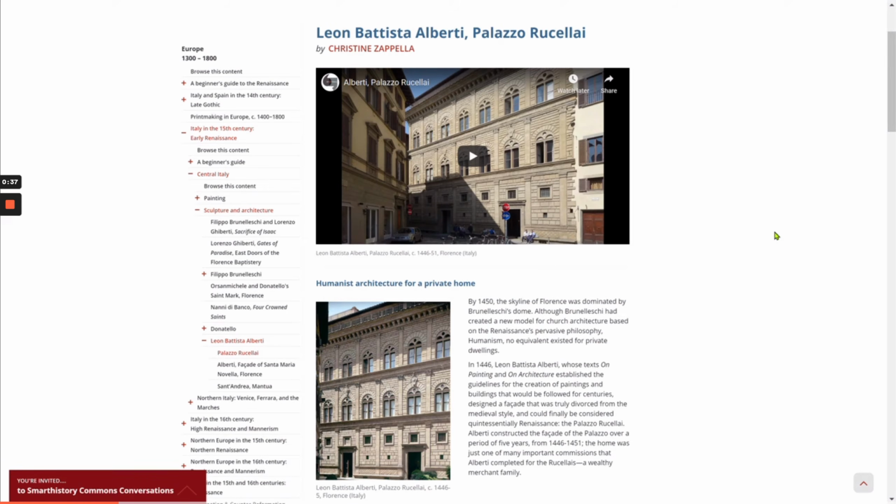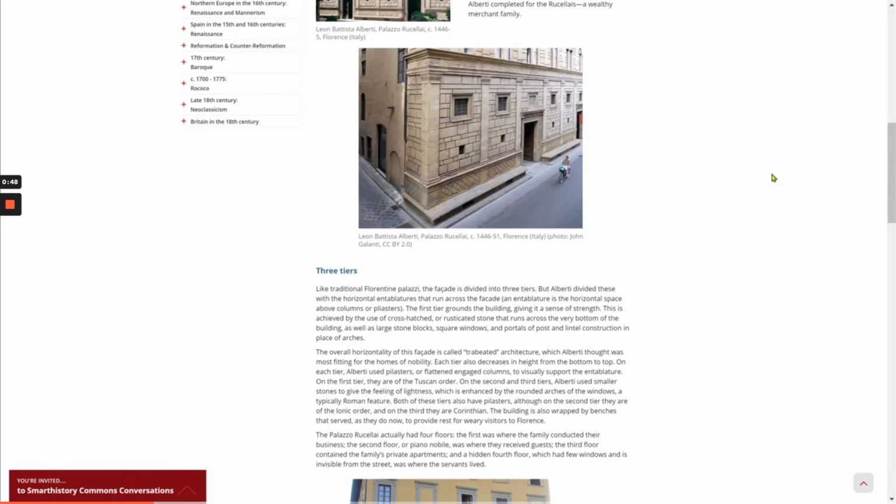Alberti constructed the facade of the palazzo over a period of 5 years, from 1446 to 1451. The home was just one of many important commissions that Alberti completed for the Rucellais, a wealthy merchant family. Like traditional Florentine palazzi, the facade is divided into 3 tiers, but Alberti divided these with the horizontal entablatures that run across the facade. An entablature is the horizontal space above columns or pilasters.